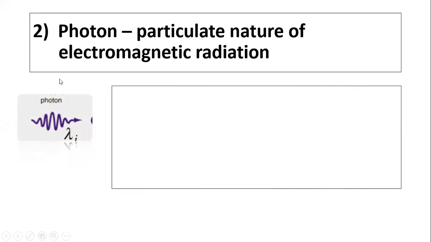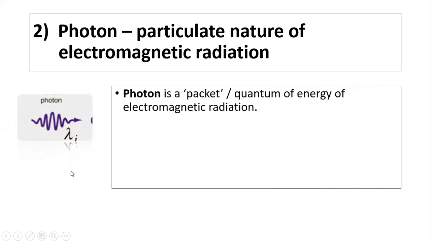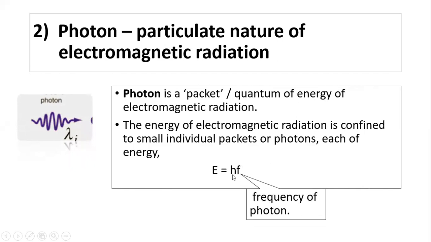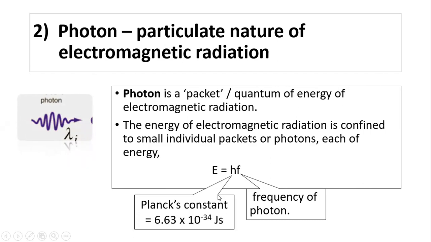That's how we represent the photon. Not exactly a wave, but it's a wave with different amplitude, if you like. This one you have to know. What is a photon? Packet or quantum of energy of electromagnetic radiation. And the energy of the photon is given by E equals hf. f is the frequency, h is Planck's constant. So most often you'll be using this one, hc over lambda.